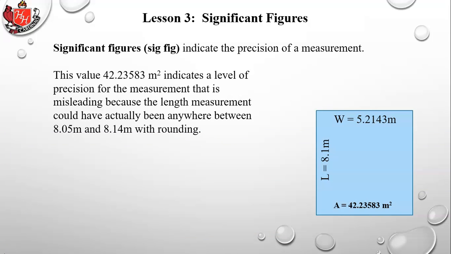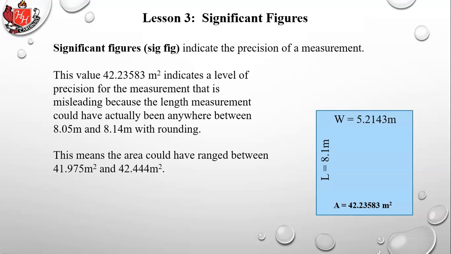This value indicates a level of precision for the measurement that is misleading, because the length measurement could have actually been anywhere between 8.05 and 8.14 meters with rounding. So 8.05, if you had rounded that to one place after the decimal, would have been 8.1, and 8.14, if you had rounded that to one place after the decimal, would have rounded down to 8.1. So that means your actual measurement could have been anywhere between those two numbers multiplied by 5.2143. So you could have gotten anywhere between 41.975 square meters and 42.444 square meters. That's about a half a meter difference in that range of possible answers.